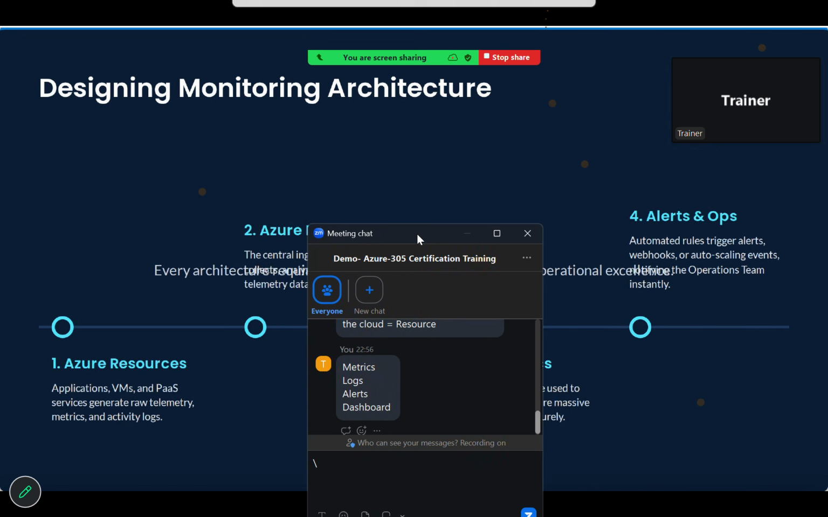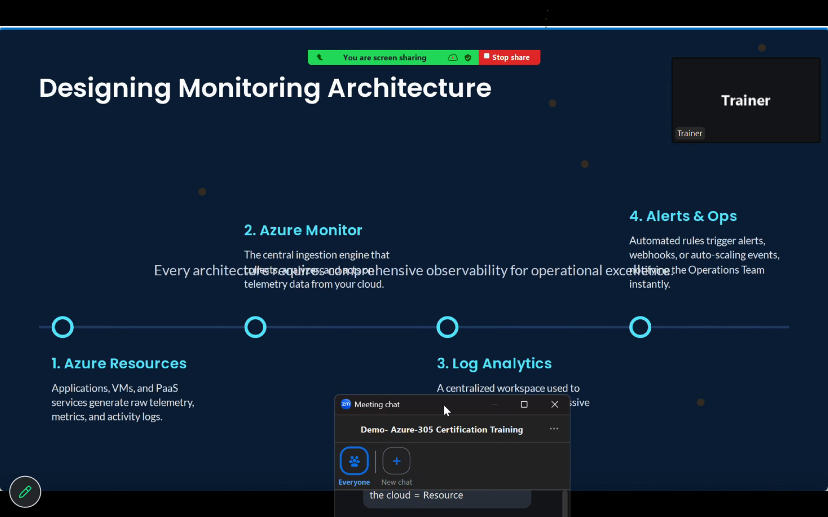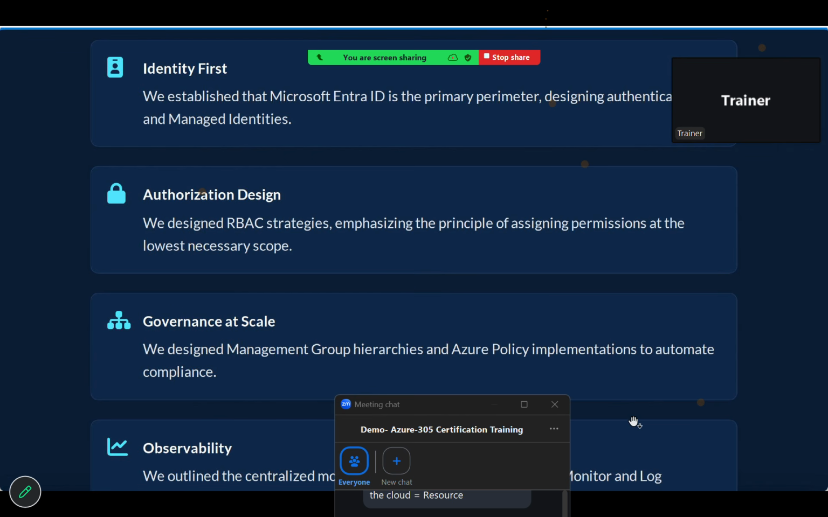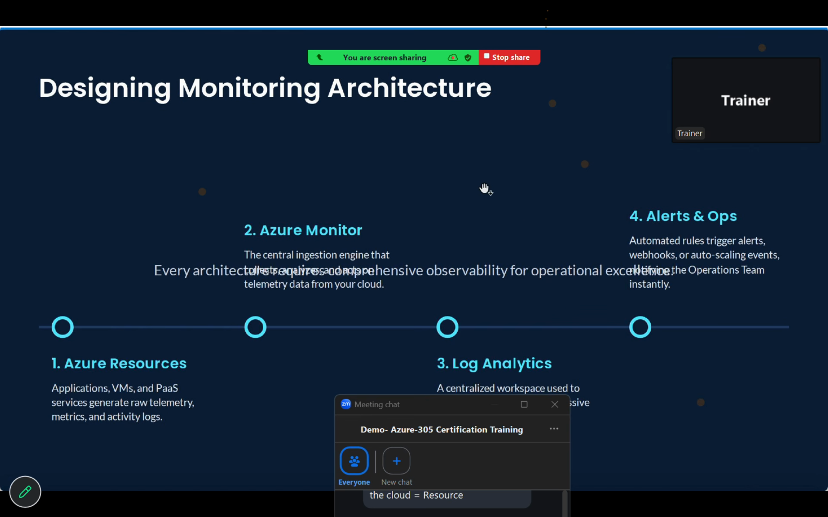Okay, absolutely. These are the four ways of architecture, the monitor architecture of the Azure resources. The first one will be Azure resources like application, VM, PaaS, service, which generate raw telemetry, metrics or activity logs. Then we look into Azure Monitoring, where the Azure resources are the metrics, logs, alerts, and dashboard. Exactly. And the second one is Azure Monitoring.